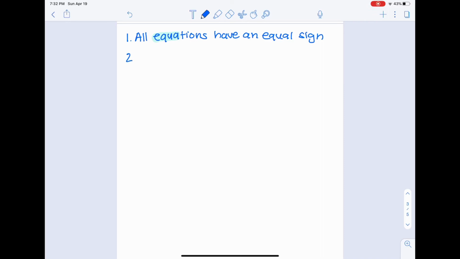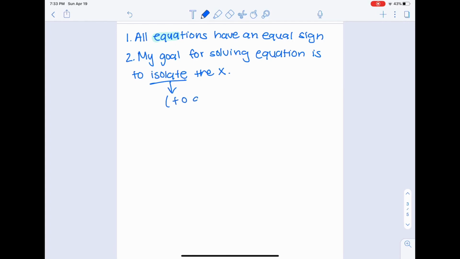Okay, the second thing. My goal for solving equations is to isolate the x. And remember, the word isolate means to get the x by itself. And it won't always be an x. It can be any variable. It can be B, it can be A, it can be C, D, any letter of the alphabet. So maybe it's better to say to get the variable by itself.